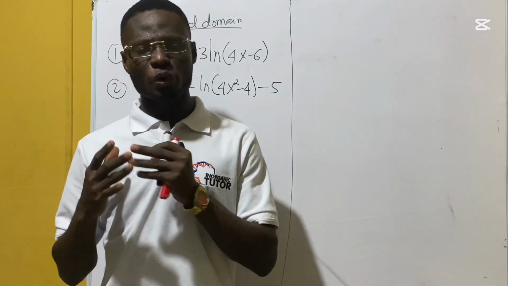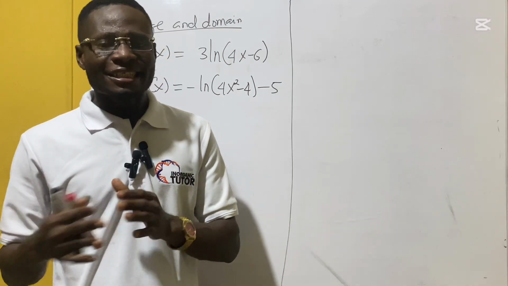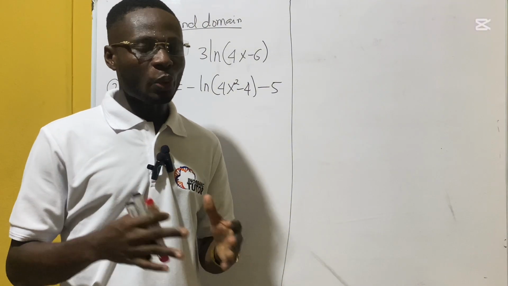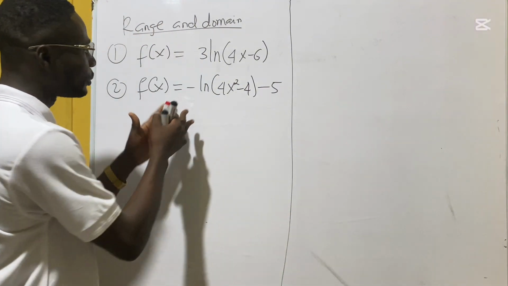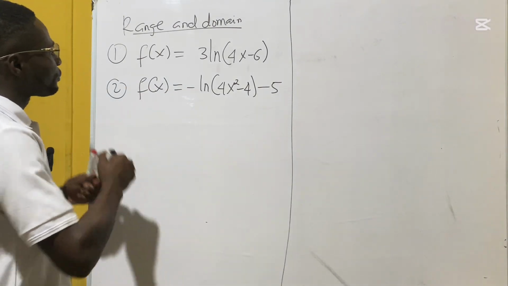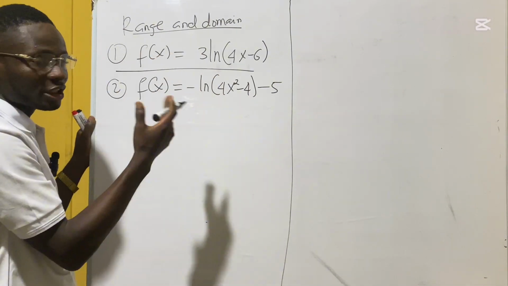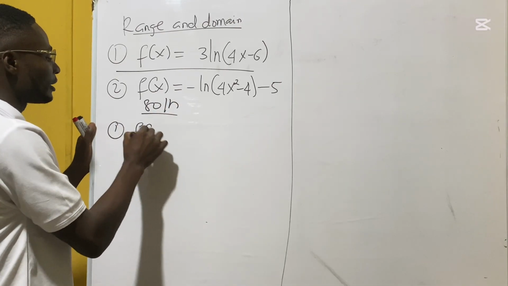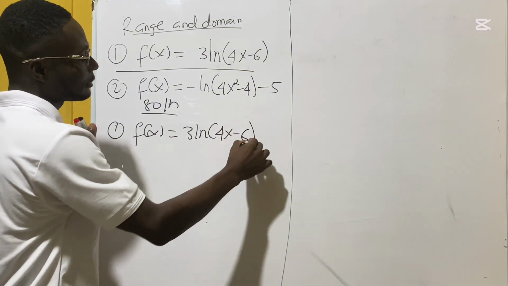In this episode, we are going to look at how we can tackle range and domain under the natural logarithmic function, or range and domain when we are given natural logarithmic functions. So let's dive into it and look at these two problems. Problem number one: we are to find the domain and the range. The first problem is f of x equals ln of 4x minus 6.